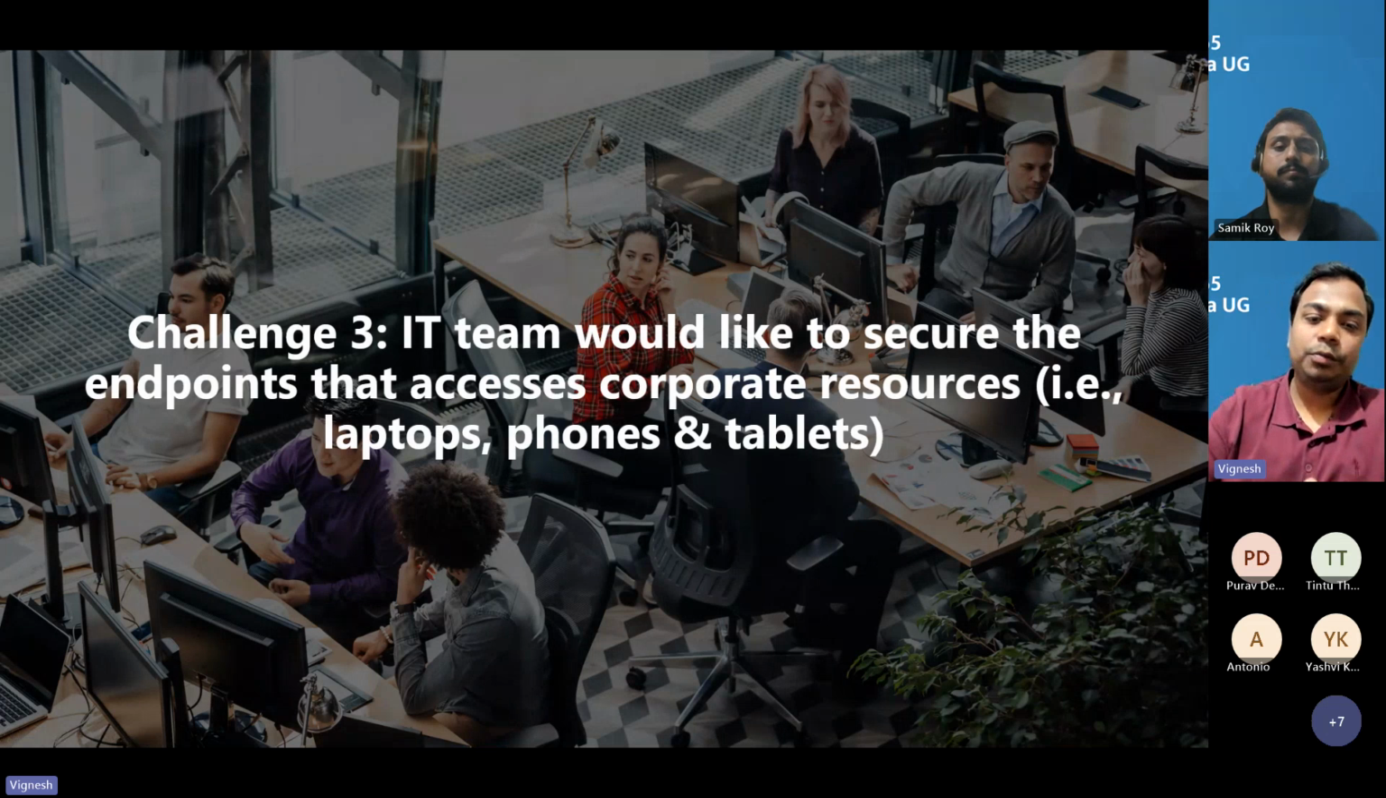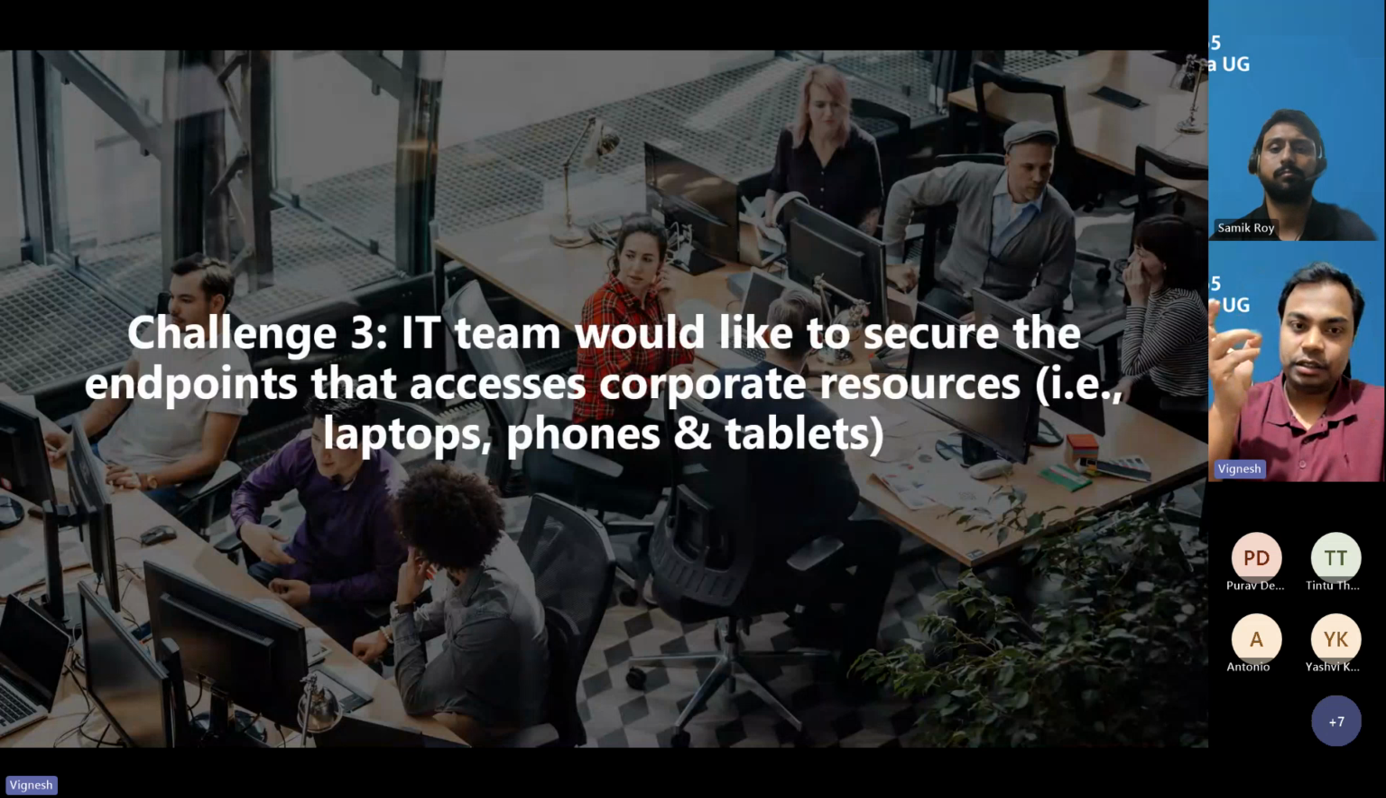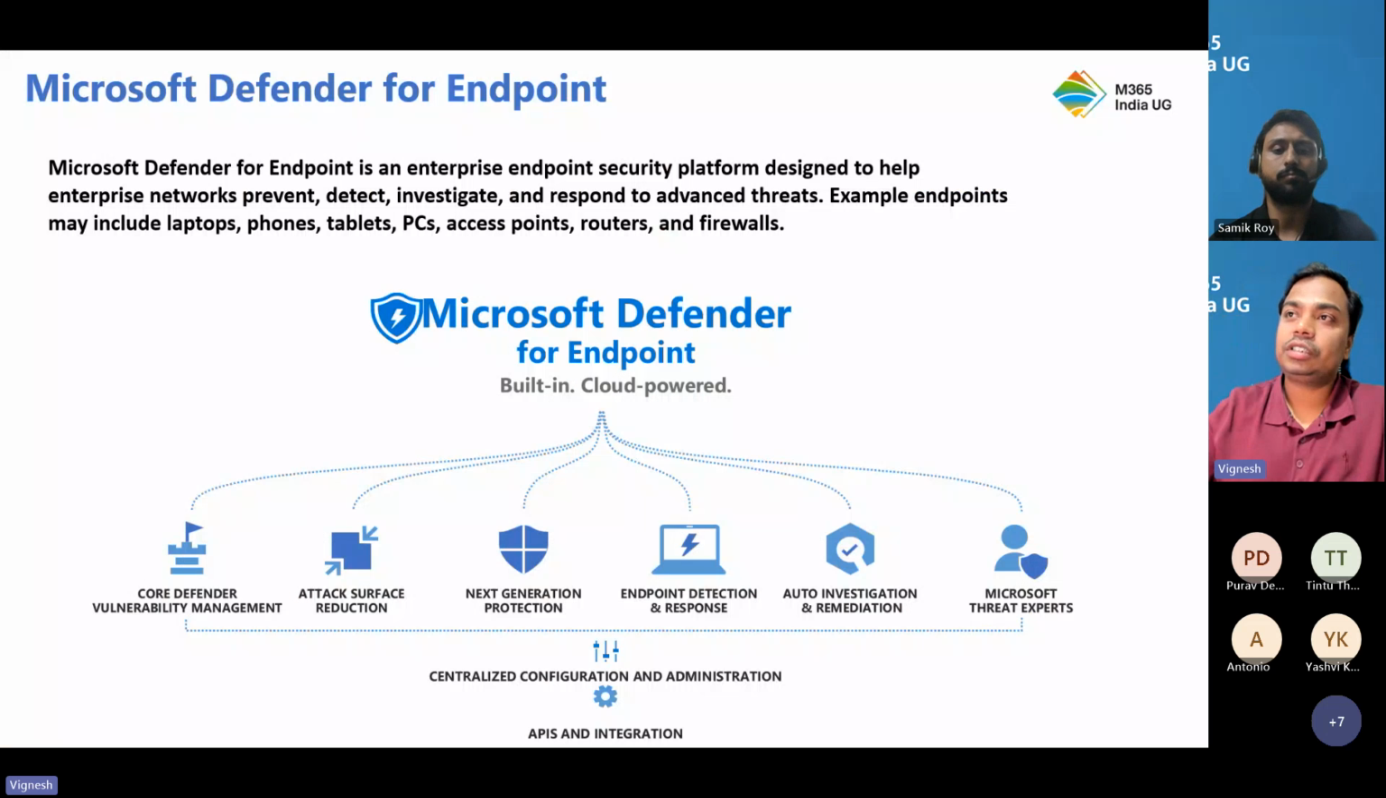So the IT team would like to secure the endpoints that access corporate resources. And when I say an endpoint, in today's corporate world, an endpoint could mean a lot, right? It could be your laptops, your phones, your tablets, network devices, your workstations, right? So now we are trying to identify what is the right product to take care of your endpoints. And for this, the product that is going to take care of it is your Microsoft Defender for Endpoint, right?